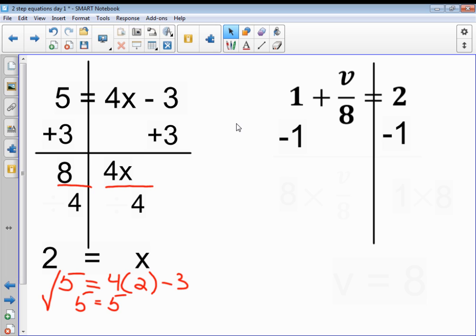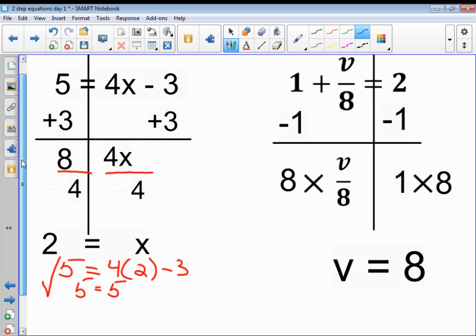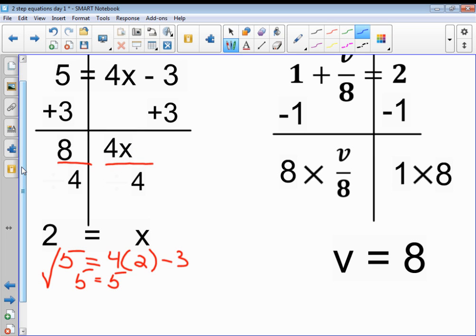When I do that, 1 minus 1 gives me 0, and I am left with v over 8 and positive 1. Now, since v is divided by 8, when we use our inverse operations, we need to multiply both sides by 8. When we do this, we get a final answer of v is equal to 8. Now again, make sure you plug in your number to check your equation.